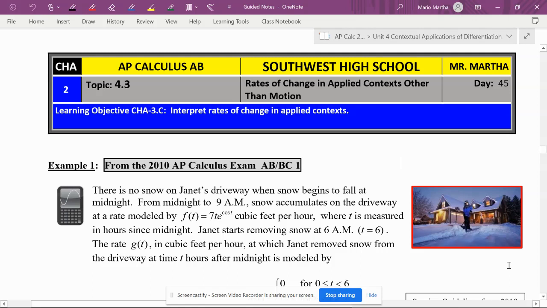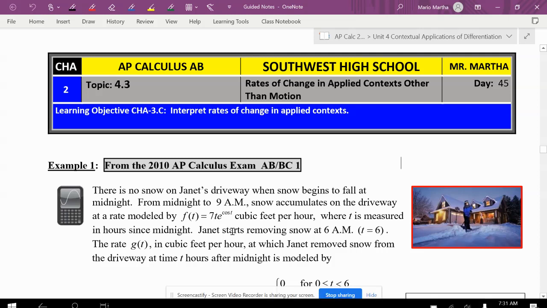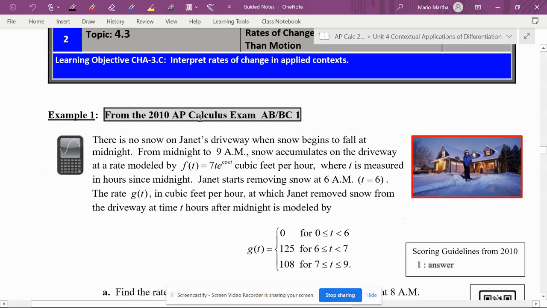Today's topic is rates of change in applied context other than motion. This would be topic 4.3. The learning objective is to interpret rates of change in applied context. So, example one is from the 2010 AP Calculus exam, AB/BC 1.